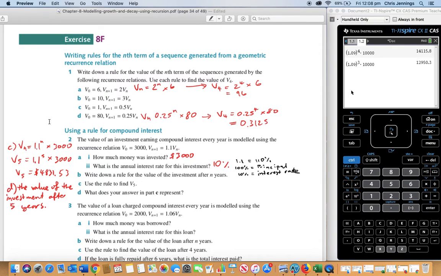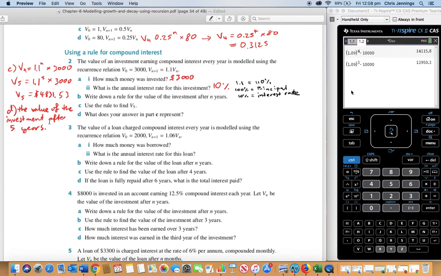Here's question 2. The value of an investment earning compound interest every year is modelled using the recurrence relation. Starting value 3,000. The next year is 1.1 times the previous year. Now, with this part here, how much money was invested? 3,000. That's just a gimme question, isn't it?